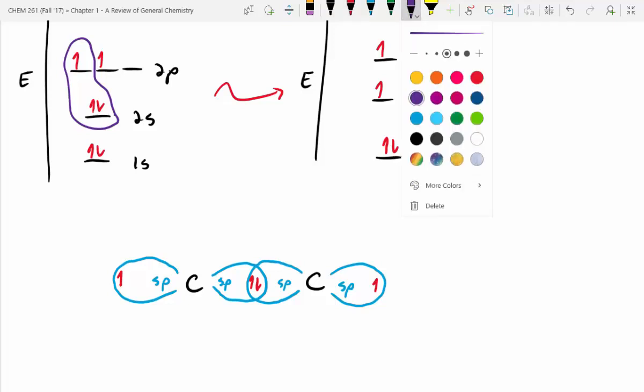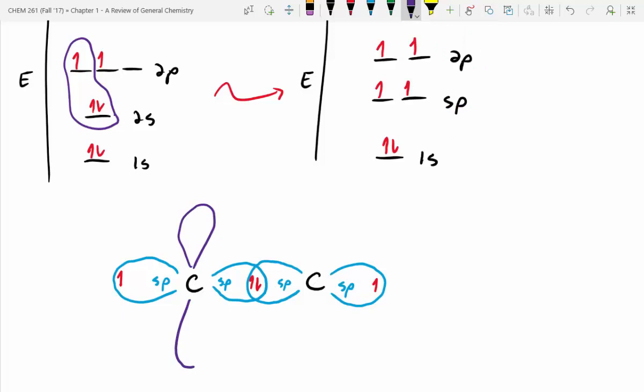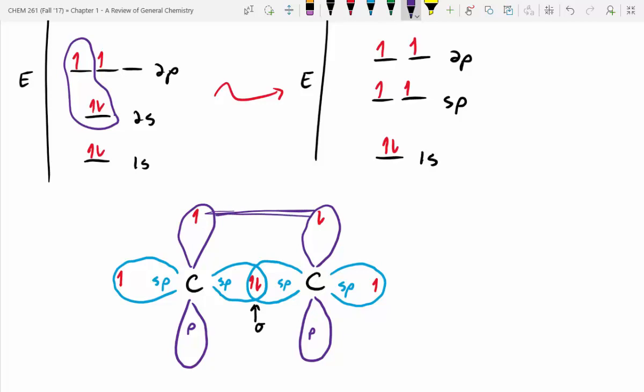I'll do purple this time. Just like before, we'd have one going straight up and straight down. This is our p orbital. I'm going to draw one electron in here. Let's label this p. And we need to have it spin paired. So as you can see here, we've got a sigma bond right here. And then what would we call this overlap again? Pi bond. So I'm just going to label this pi, so that we're being very thorough here.